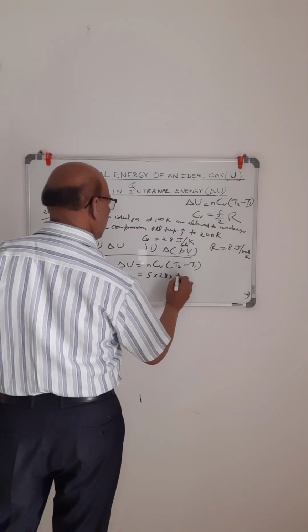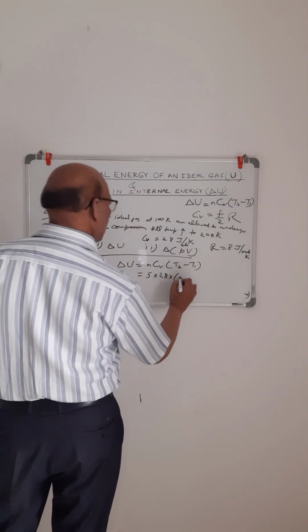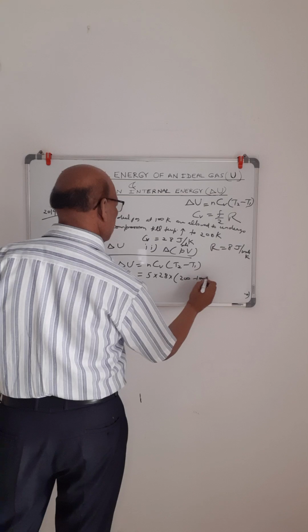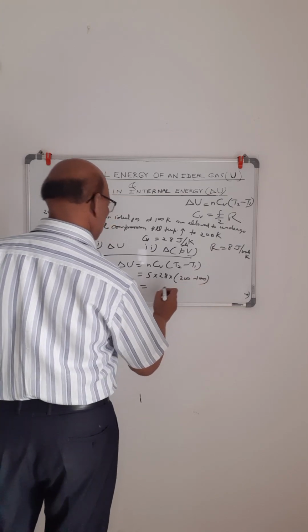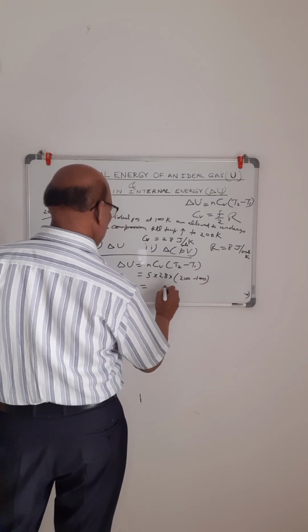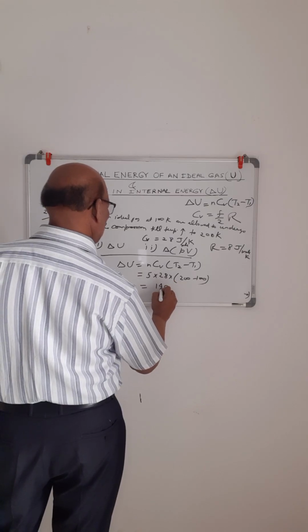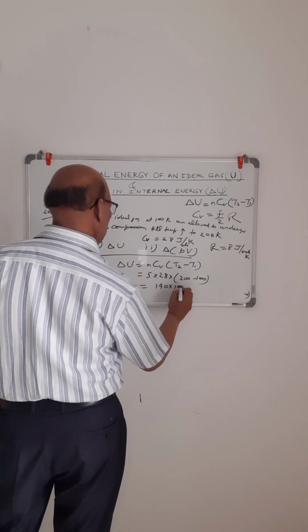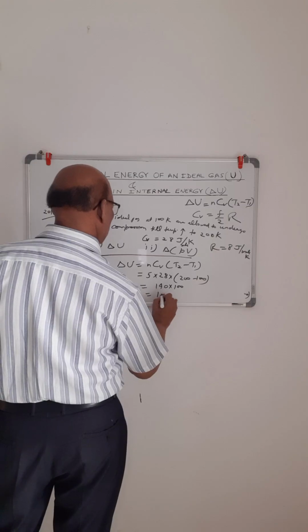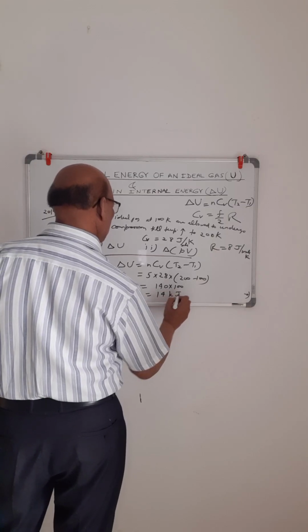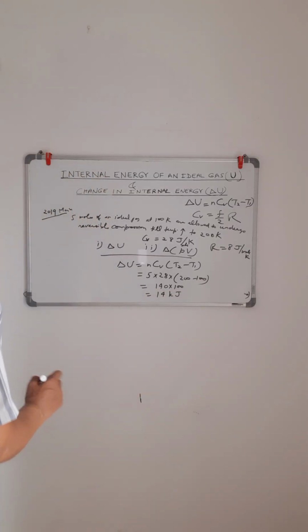Then T2 minus T1, that is 200 minus 100. So it will be 5 into 8 into 100, that will be 14 kilojoule. We can say it is 14 kilojoule. So that is the value of delta U.